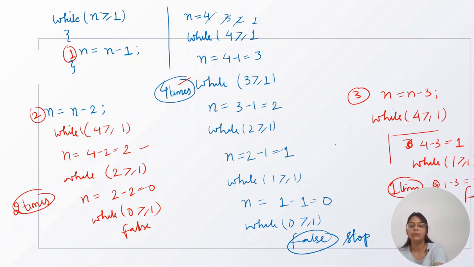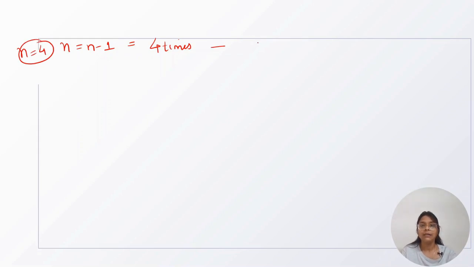So what conclusion can we come to? For a statement having n equals n minus 1, it is executing 4 times, and that is specifically for n equals 4. See one thing: 4 times means, can I write it as 4 upon 1? It is 4, it is fine. I can even write it as n upon 1. Is it fine also? Fine.